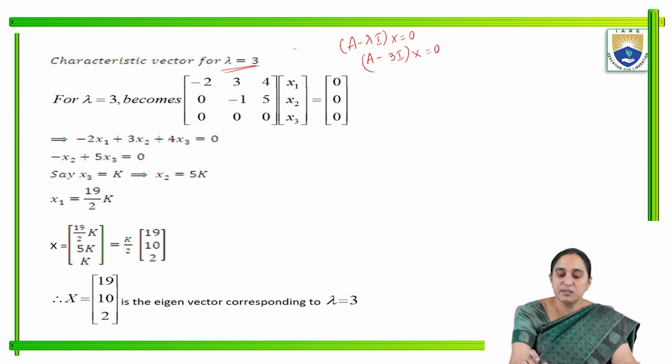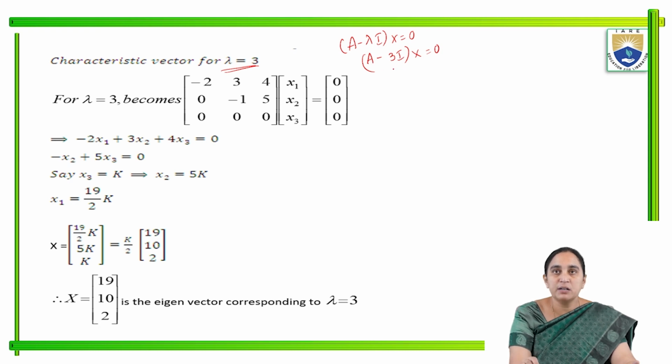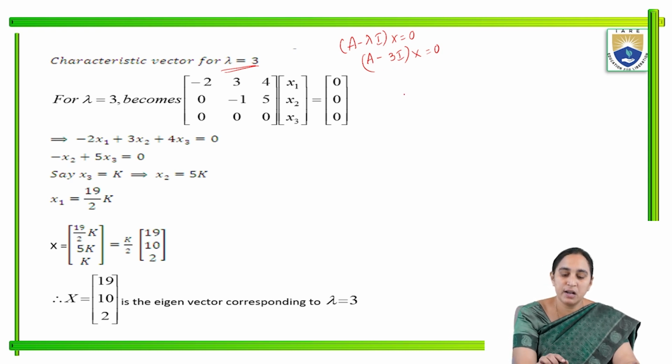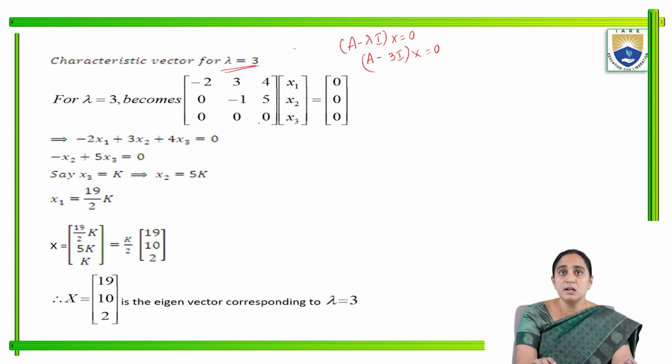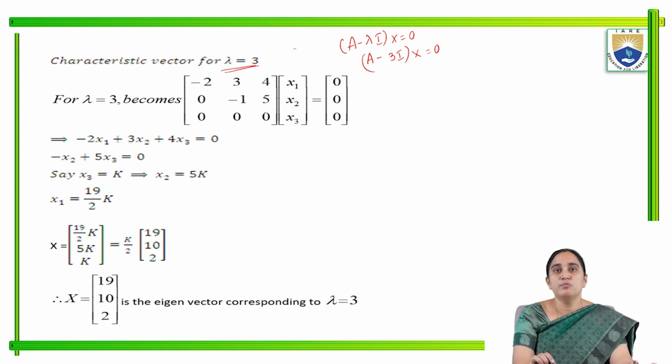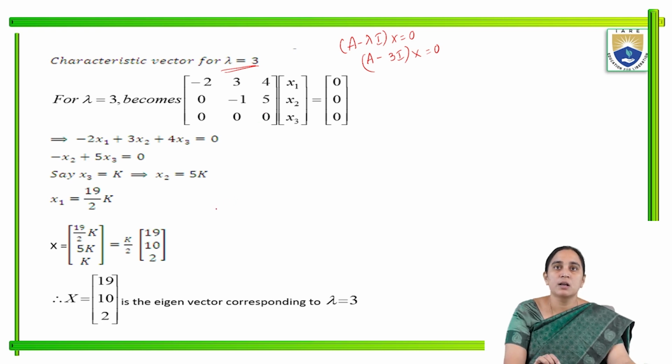Here again, we substitute the A matrix, multiplying the 3 into the identity 3 by 3 matrix and subtracting the 2. Directly we get minus 2, 3, 4, and 0, minus 1, 5, and 0, 0, 0. After solving that, we get the 3 by 3 matrix: minus 2, 3, 4, 0, minus 1, 5, and 0, 0, 0. And what about capital X? The unknown column vector is x1, x2, x3.